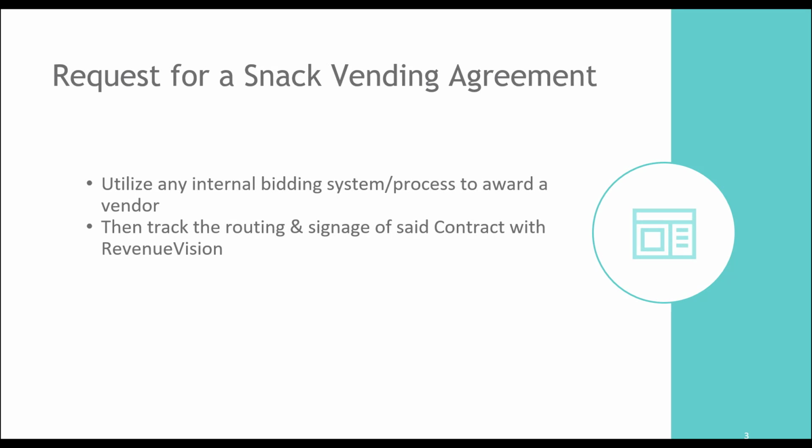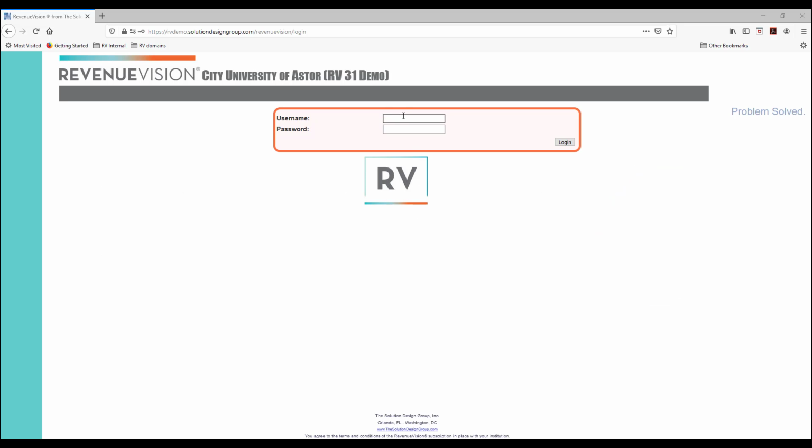In this example, we will be submitting a request for a new snack vending agreement. The idea here is that once you've placed your contract request in RevenueVision, your business services department will then utilize their pre-existing bidding system or internal process to actually award a vendor. Then the routing and signage of that awarded request can be tracked via the workflow module in RevenueVision. So now I will log in as a submitter and submit a contract request in RevenueVision.